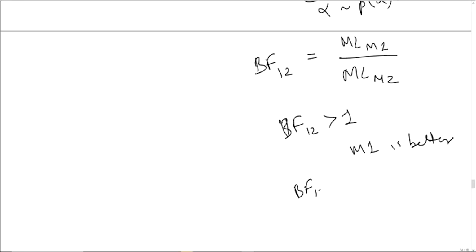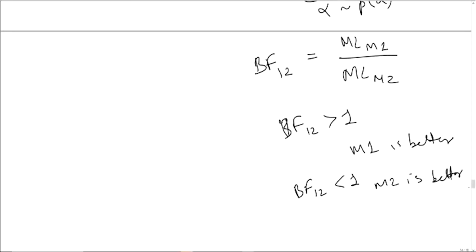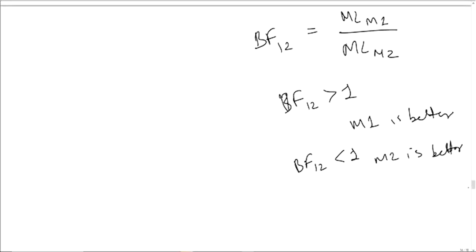If BF12 is less than 1, then M2 is better. Of course, we take some criteria, some conventions: if the Bayes factor is between 1 and 3, we cannot conclude much. This is anecdotal evidence. If it is between 3 and 10, let's say it's moderate evidence. If it is greater than 10, then it's strong evidence, right. So we take some conventions into account. So this is what the Bayes factor is.